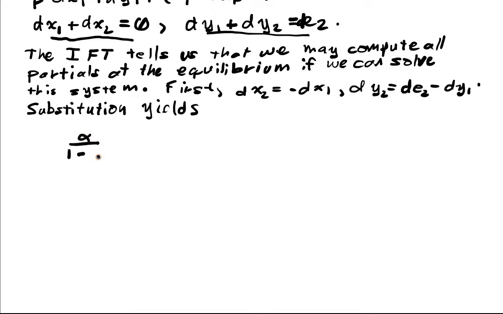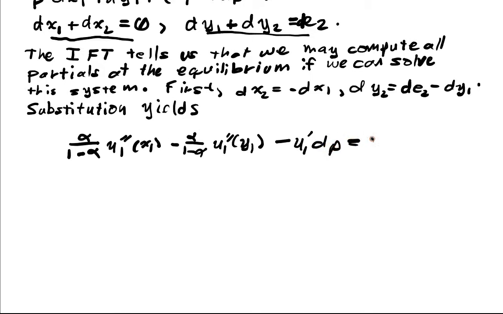So we get alpha over 1 minus alpha u1 double prime of x1 dx1 minus alpha over 1 minus alpha u1 double prime of y1 dy1 minus u1 prime dp is equal to 0. Don't forget those differentials, dx1 and dy1.